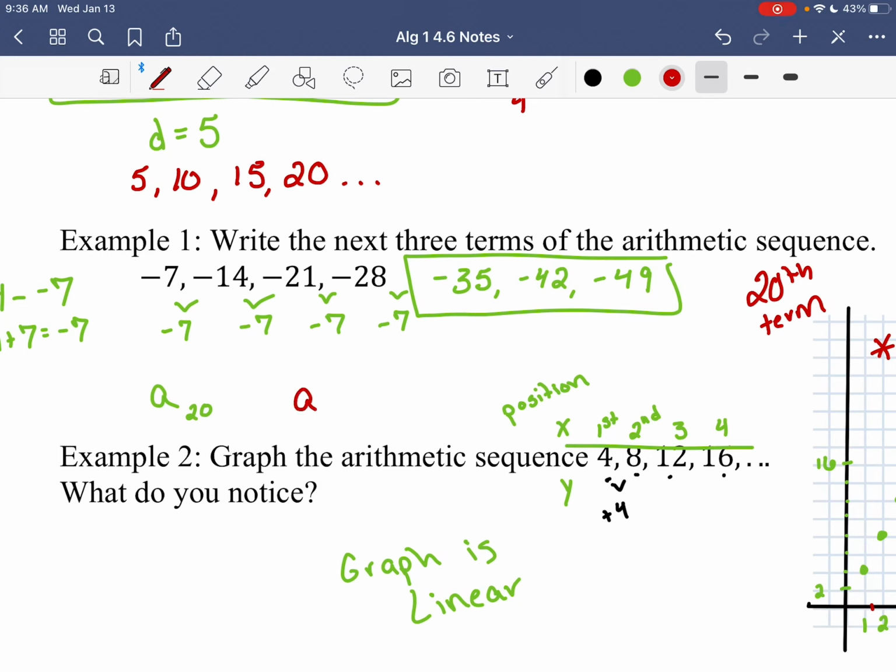But what if I wanted to get to the 150th term? A sub 150. I don't want to write out that many terms. This is where an equation is useful.